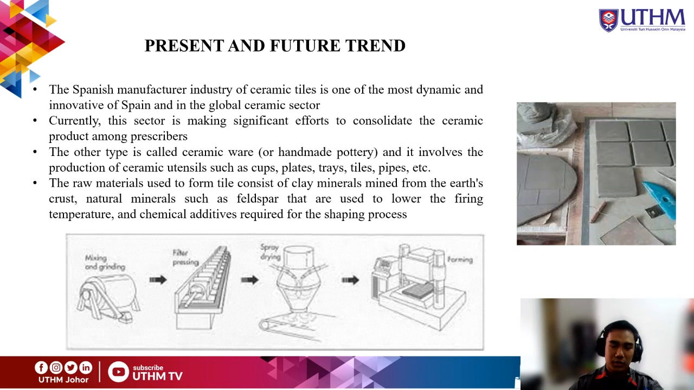The other type is called ceramic ware, and it involves the production of ceramic utensils such as cup, plate, tray, tiles, pipe, and others. The raw material used to form tiles consists of clay mineral mined from the earth's crust, natural minerals such as feldspar that are used to lower the firing temperature, and chemical additives required for the shaping process. The minerals are often refined beneficiated near the mine before shipment to the ceramic plant. The raw material must be pulverized and classified according to particle size.